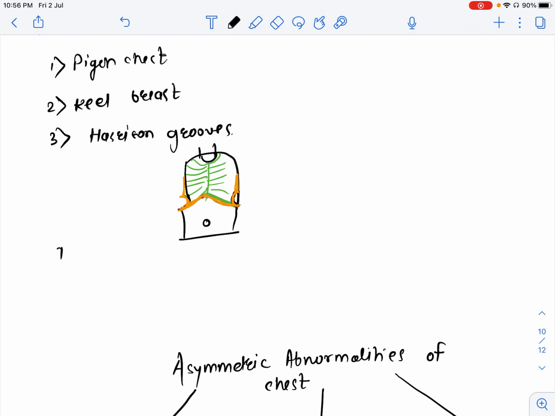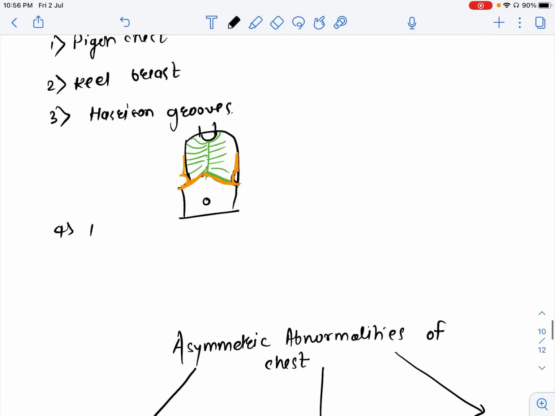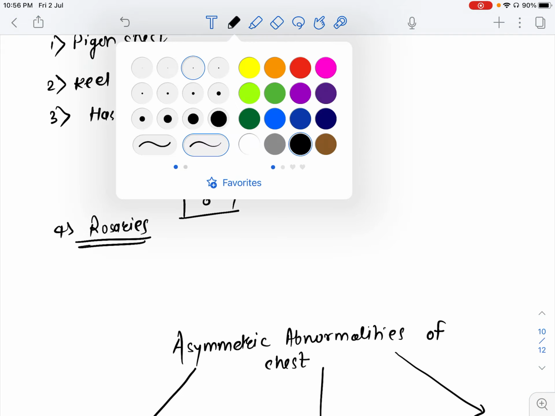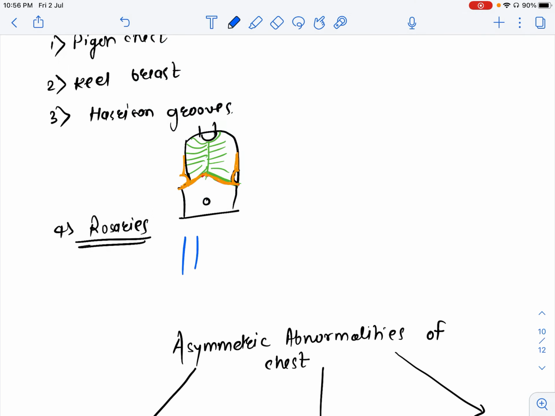Okay. The fourth part, these are something called rosaries. Okay. So what happens is at the junction of the costochondral joint, this is your sternum, these are your ribs. So these costochondral joints get enlarged, okay, and they give a beaded appearance. So we call them rosaries. Okay.